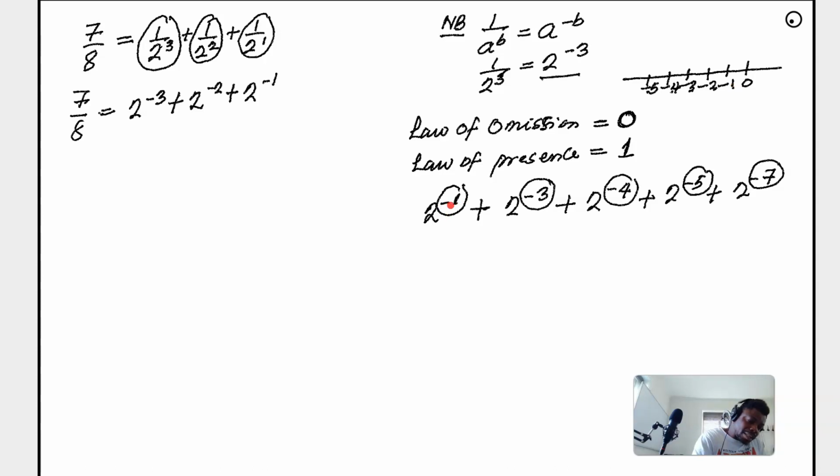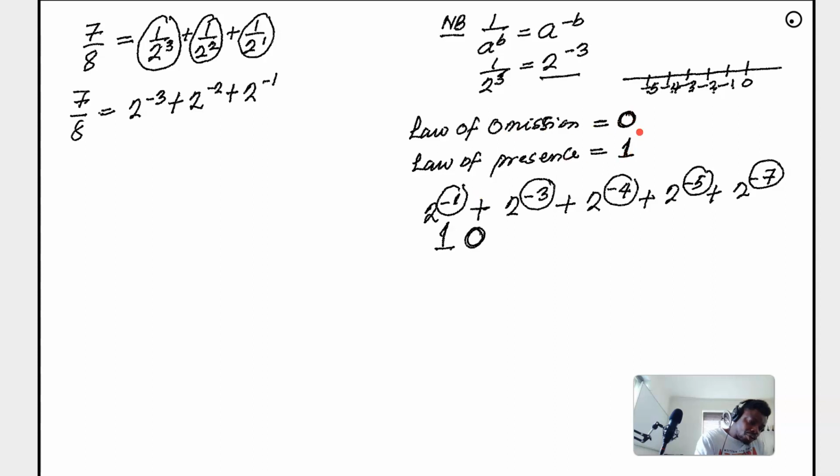Is minus 1 present here? Yes, minus 1 is here. So if it is present, I'll use 1. After minus 1 is minus 2. Is minus 2 present here? Because this is minus 1 and it goes to minus 3. So there is no minus 2 here. So because minus 2 is omitted, I will use 0. Because I said anything that is omitted is 0. Anything that is present is 1.